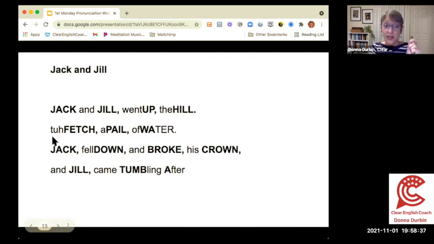To fetch, so this is to, but I don't say to, I say ta, because this is schwa. Is schwa, ta. To fetch a pail of water, 2 syllables, water. Jack fell down, phrasal verb, and broke his crown, and Jill came tumbling after. So tumbling after, 2 syllables, 2 syllables, 2 syllables, tumbling after. Questions? Anybody got a question?